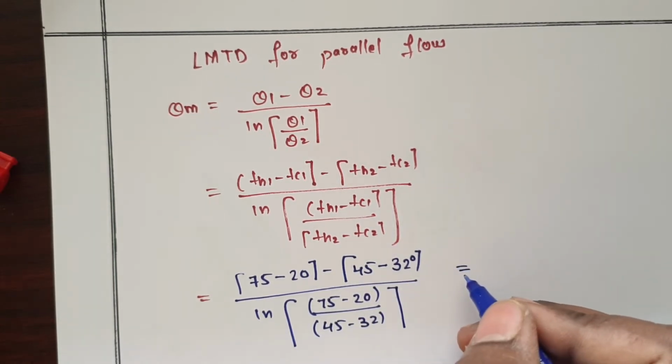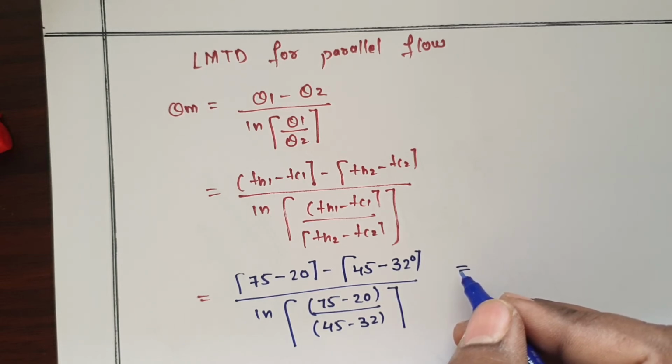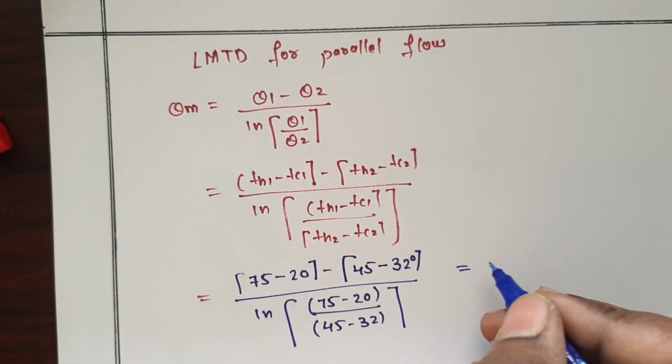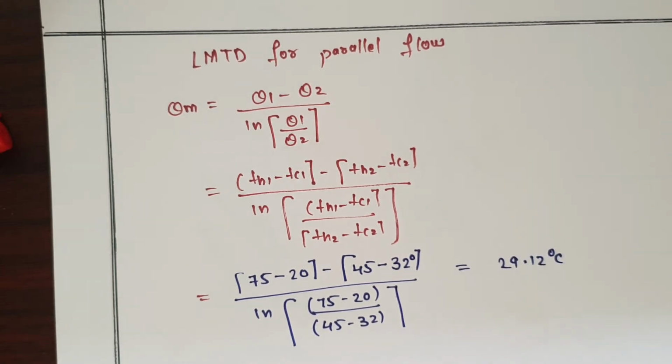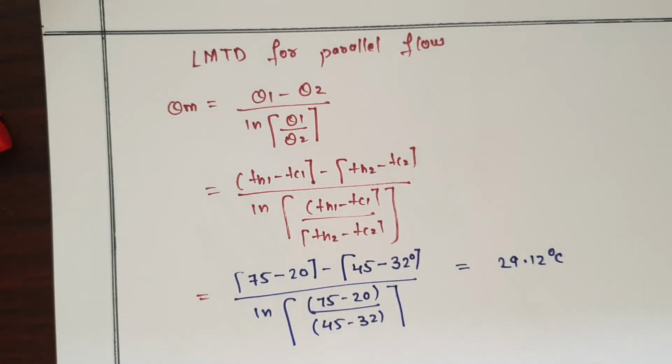Now, with the help of calci, if you solve this one, you will get the theta m. How much will you get? 29.12 degree centigrade. Here you got the theta m.